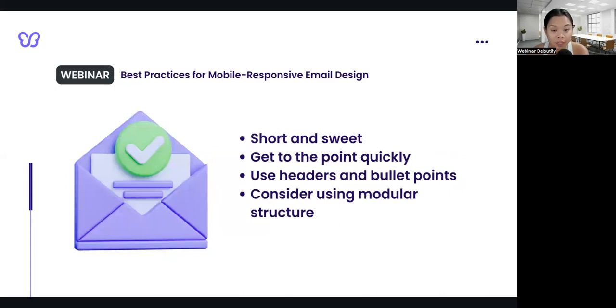And when crafting your email copy, think short and sweet. Mobile users have limited attention spans, so get to the point quickly. Use headers and bullet points to break down your content and make it easy to scan. If your email is lengthy, consider using a modular structure to keep it organized and user friendly.